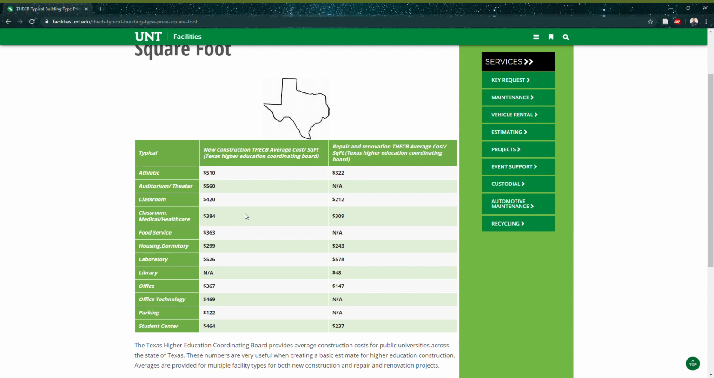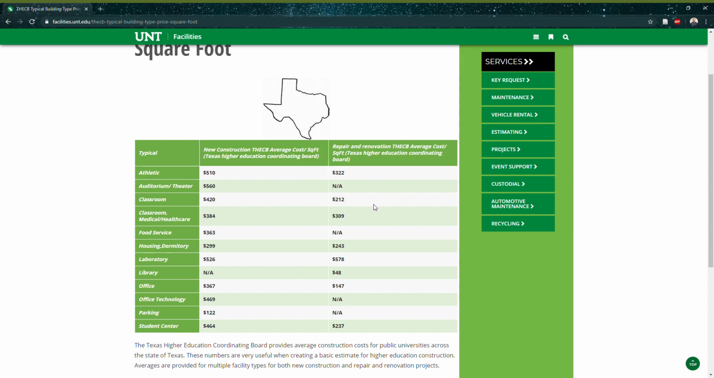For example, if you were considering constructing a new classroom, you would take the square footage of that classroom and multiply it by 420 here. The next column is similar to the first, but is for repairs and renovation projects. So if you were repairing or renovating a classroom, for instance, you would use $212 to multiply by your square footage.